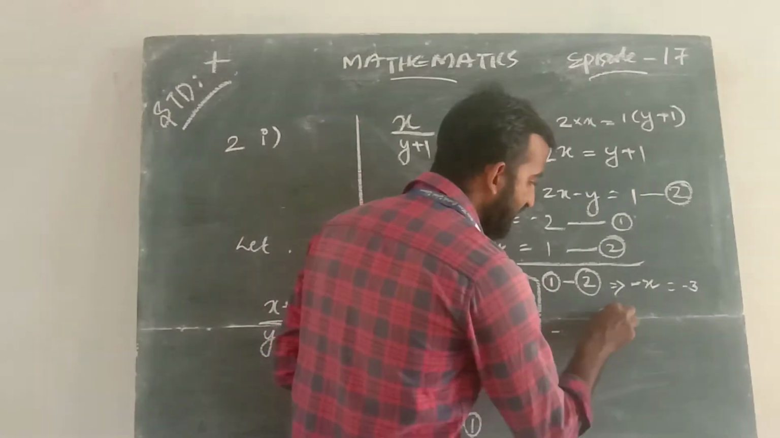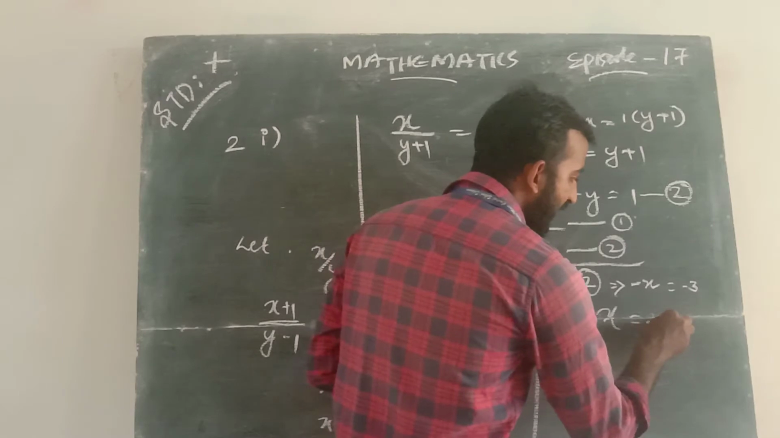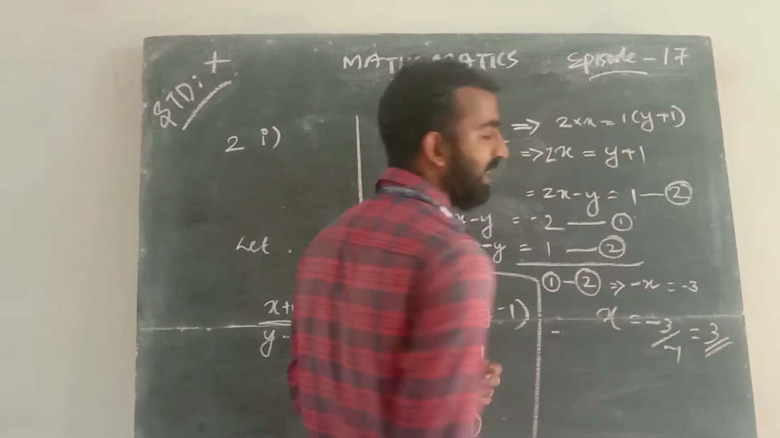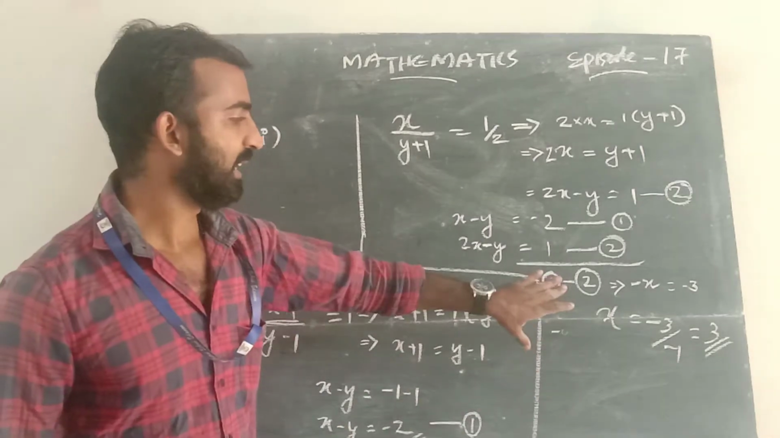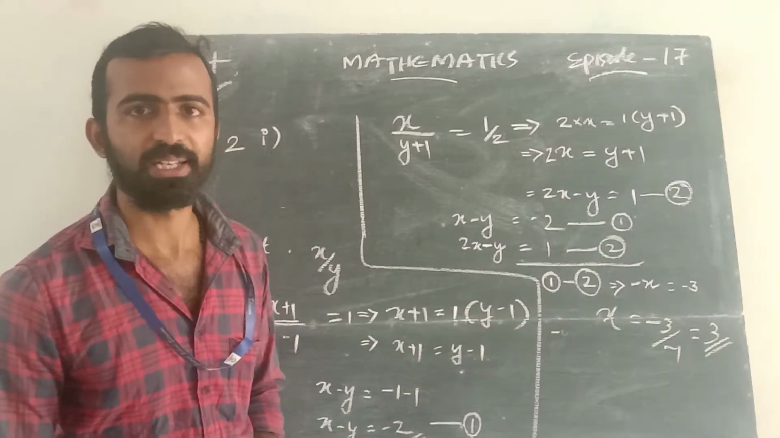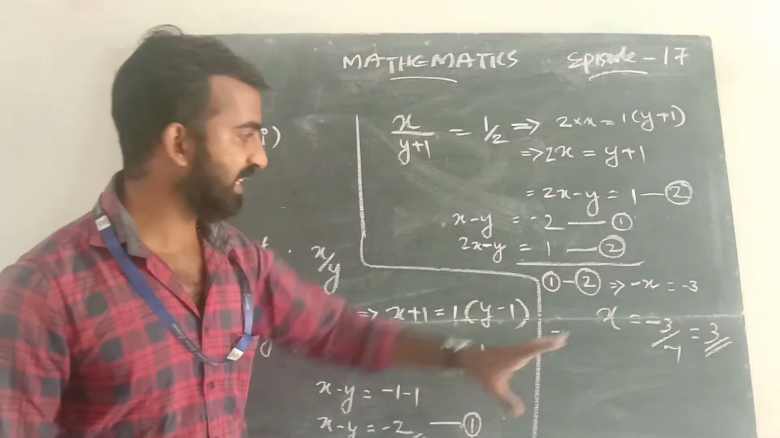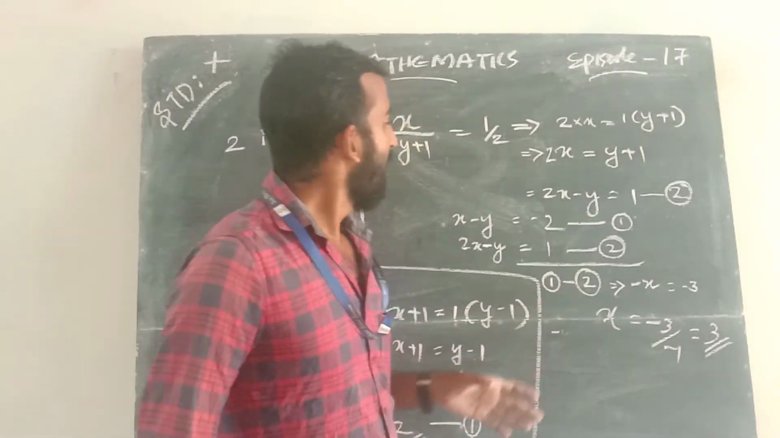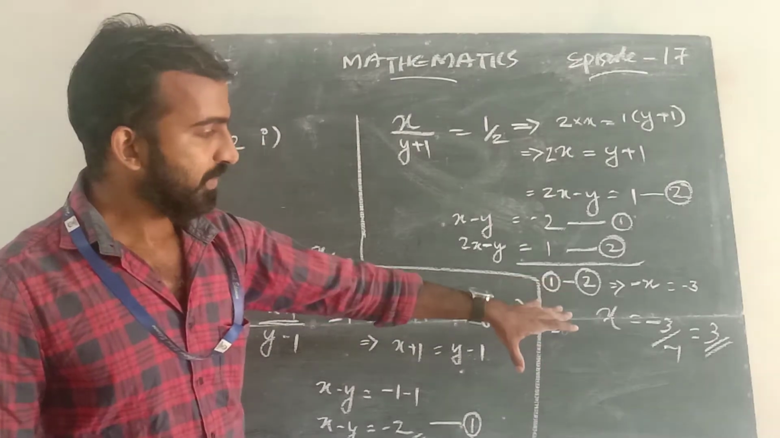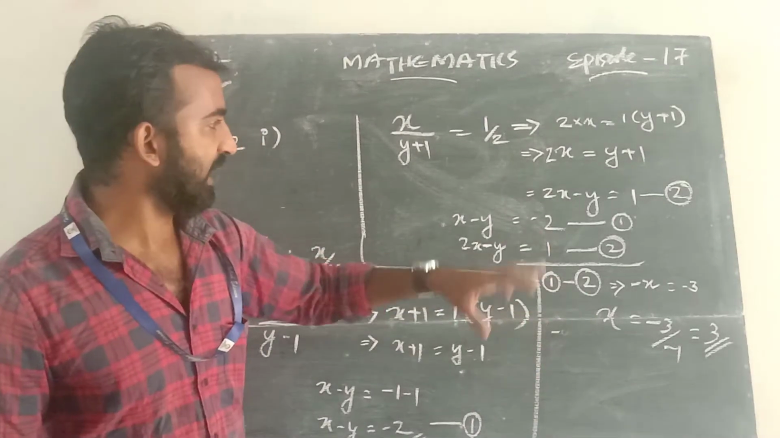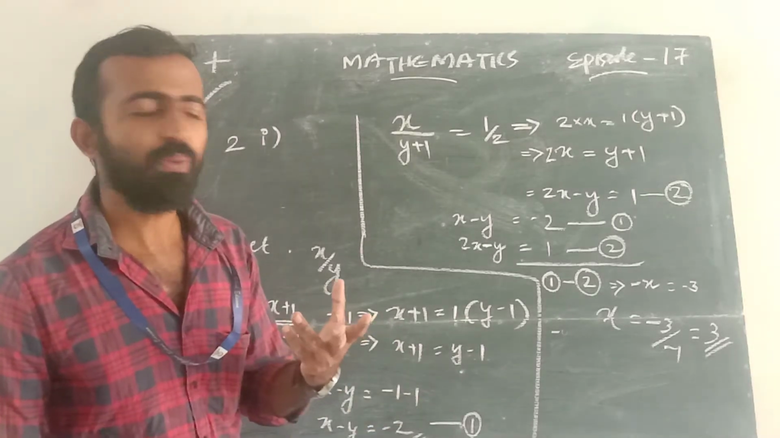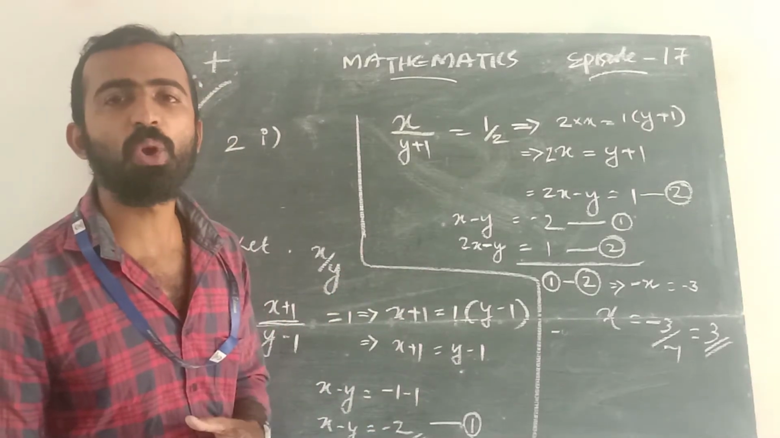That is, x equal to negative 3 by negative 1, that is 3. The answer is 3. The value of x is 3. And when we apply the value of x in equation number 1 or 2, we get the value of y.